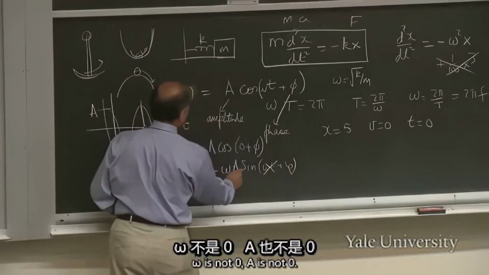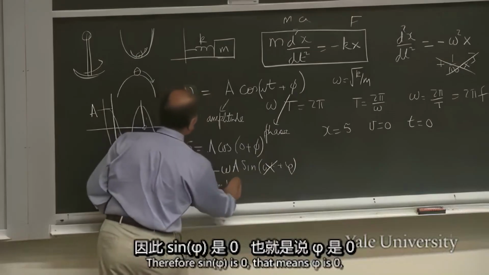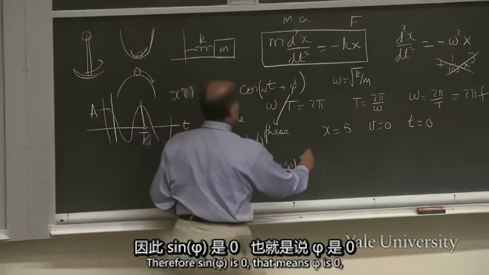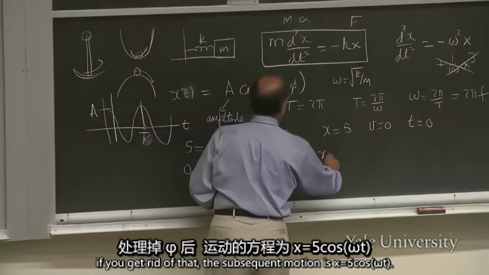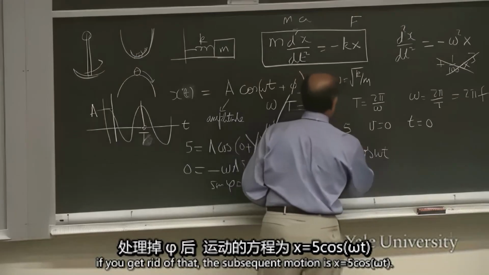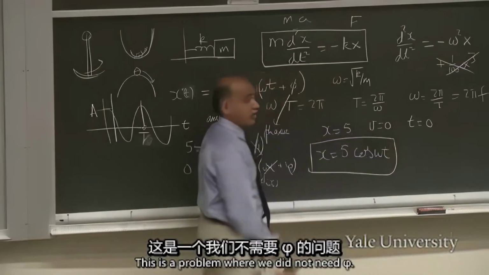Omega is not 0, a is not 0. Therefore, sine phi is 0. That means phi is 0. You get rid of that. So the subsequent motion is x equal to 5 cosine omega t. This is a problem where we did not need phi.